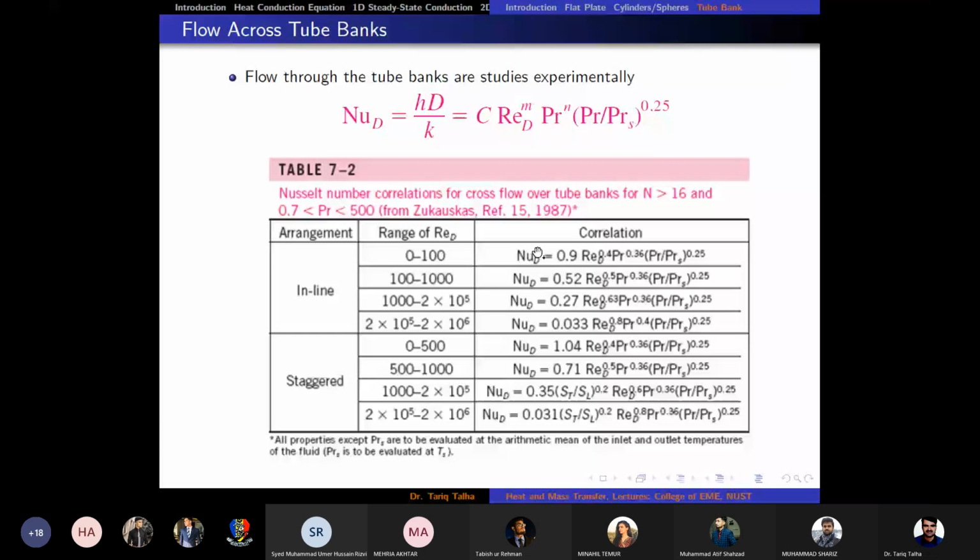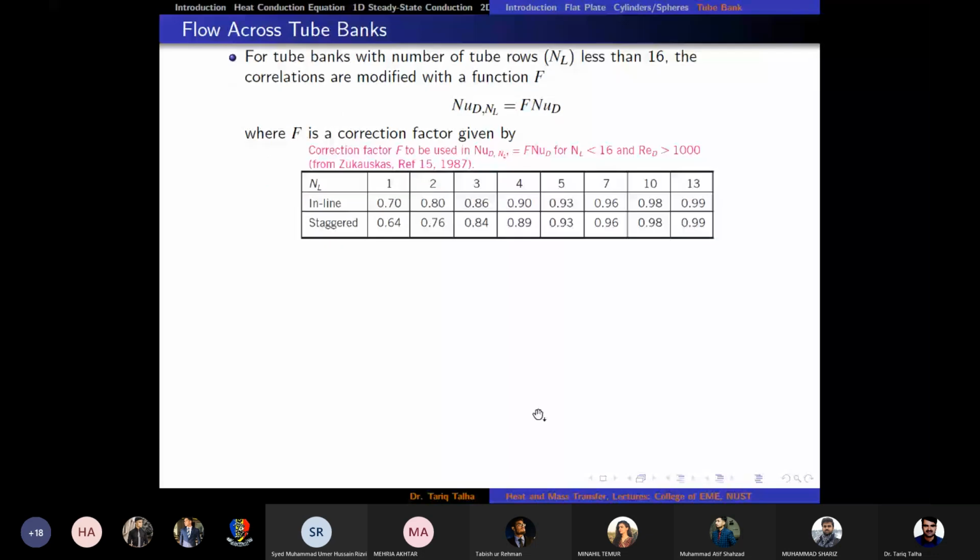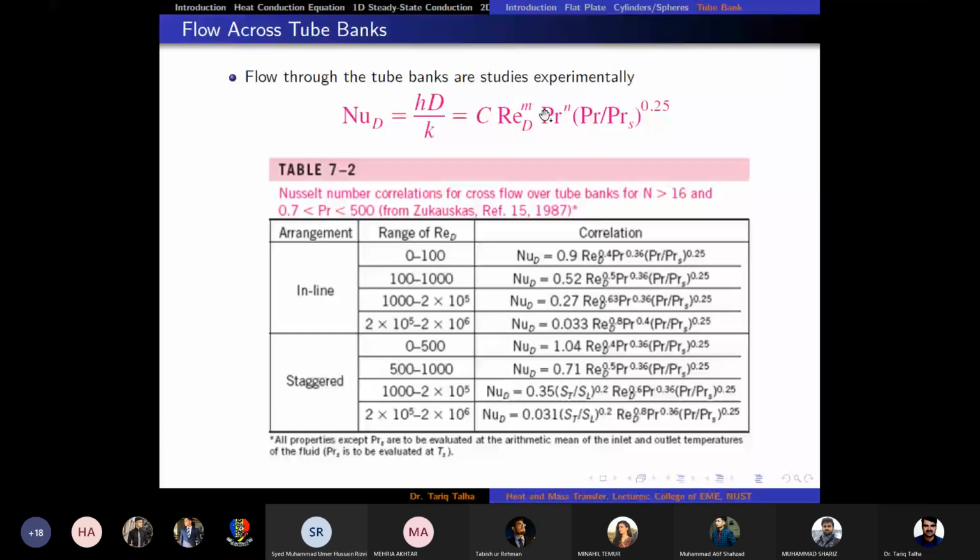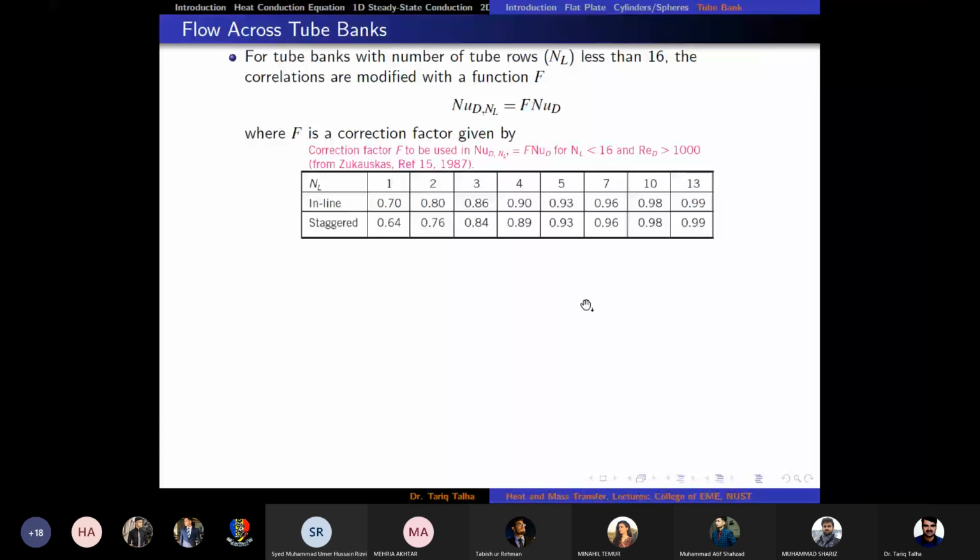If we have only one row, then the Nusselt number NuD which we get from these relations needs to be multiplied by 0.70 for the inline arrangement or 0.64 for the staggered arrangement, right? If the number of rows is 2, then we multiply it by 0.80. It has given the values for the number of rows 1, 2, 3, 4, 5, 7, 10, and 13. If the number of rows is 6, what do we need to do?